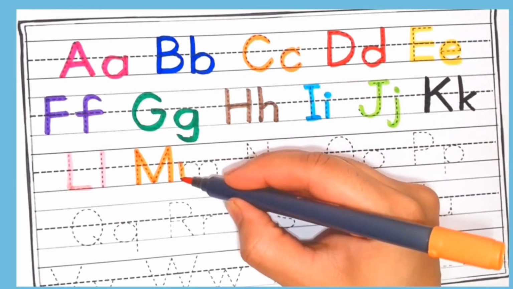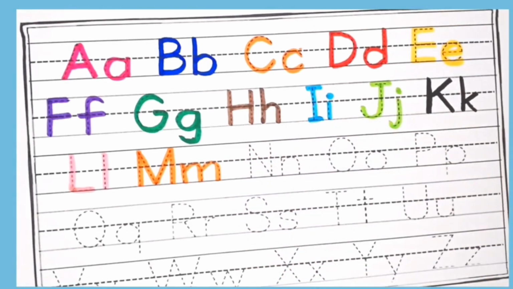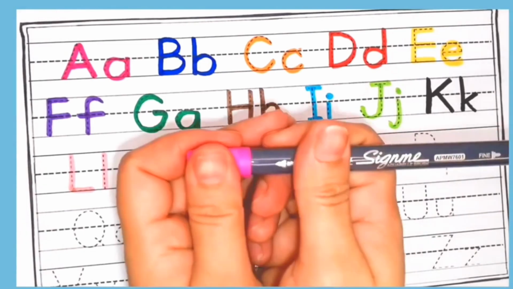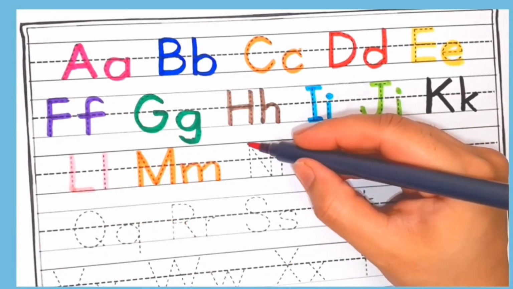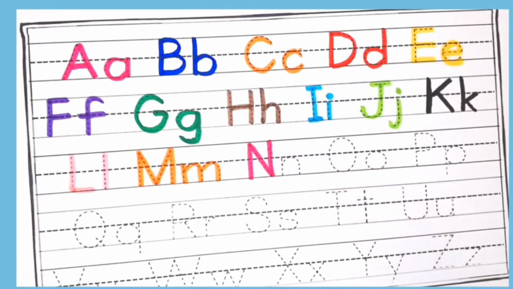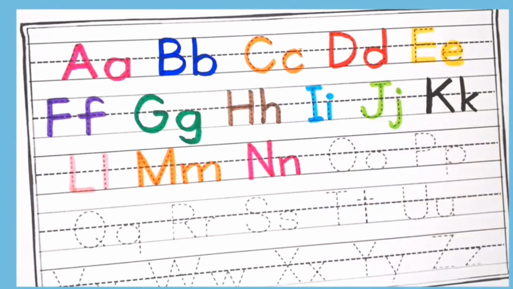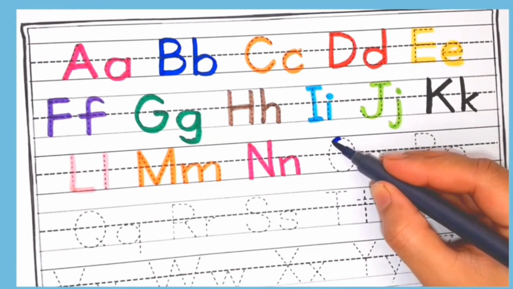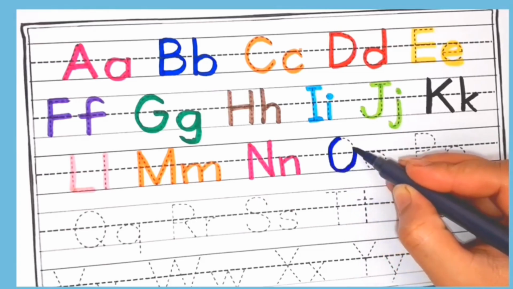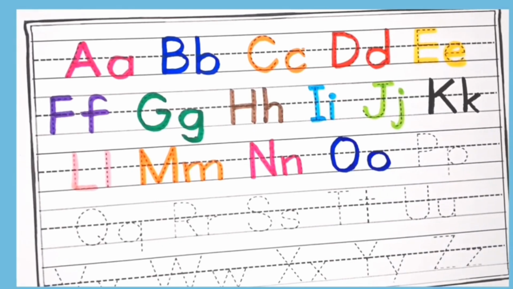Capital M, small m for mango. Capital N, small n for nose. Capital O, small o for orange.